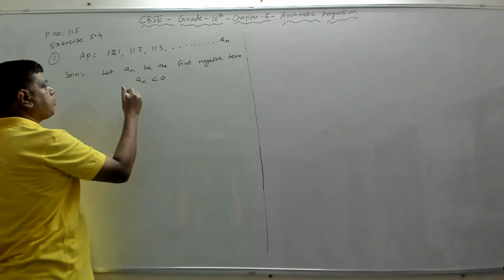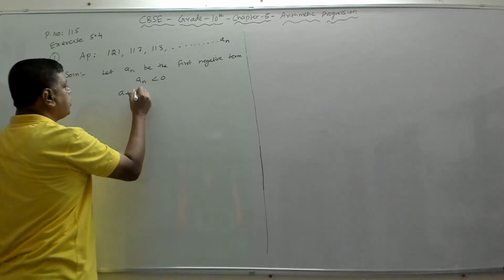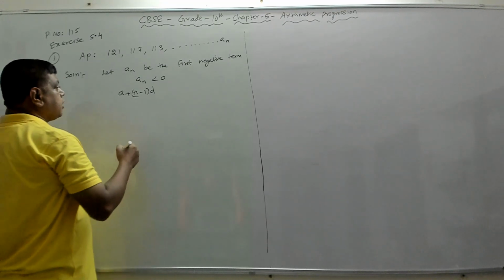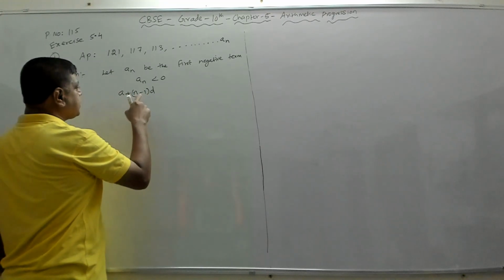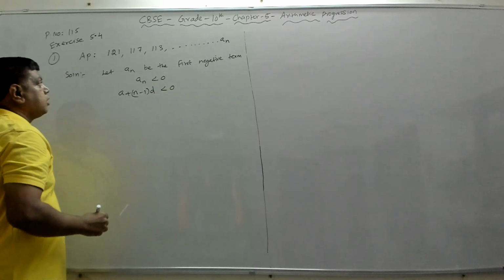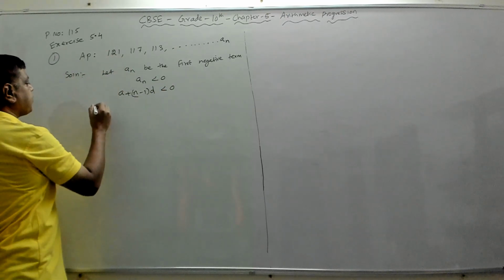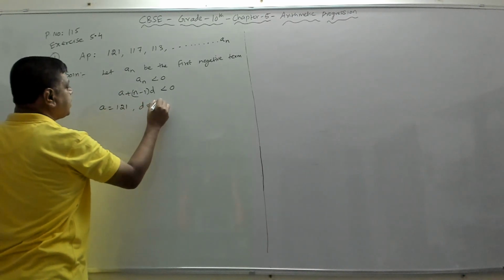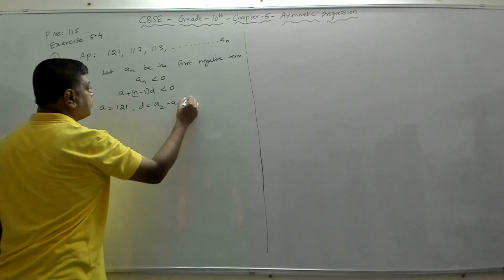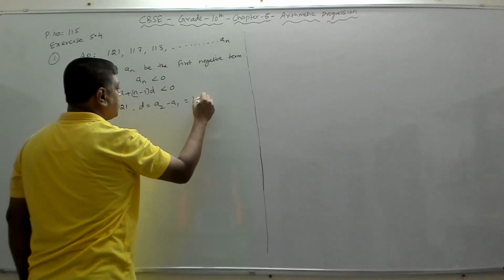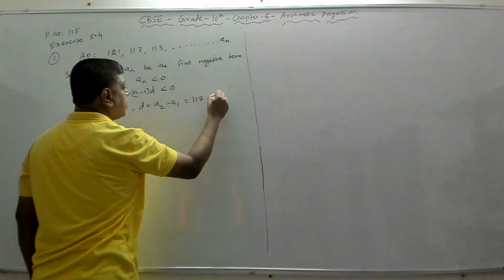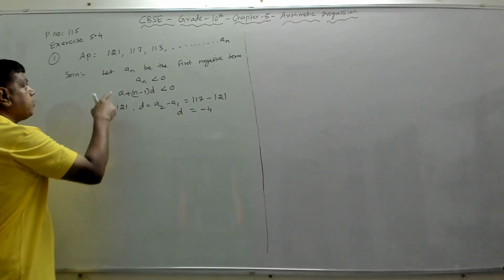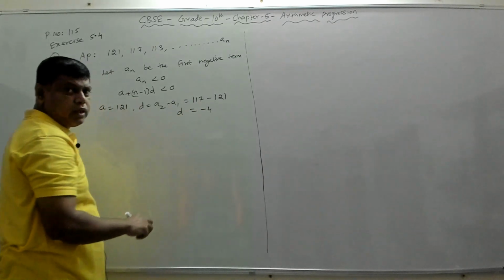So what is the a_n formula? a_n is a plus (n minus 1) into d. That is the general term. The formula is a_n equals a plus (n minus 1)d, and that is less than 0. Now from this AP, our first term a is 121, and d is a_2 minus a_1, which is 117 minus 121. That gives you minus 4. So a is 121, the first term, and d is minus 4, the common difference.